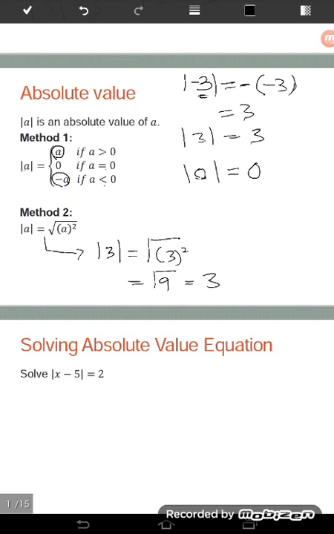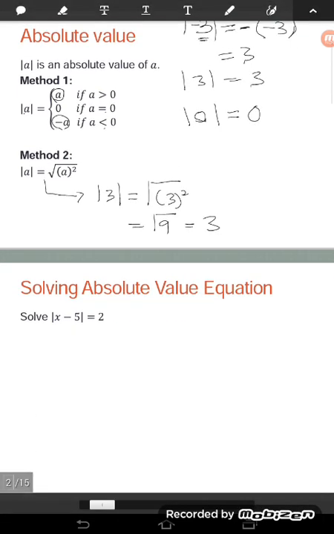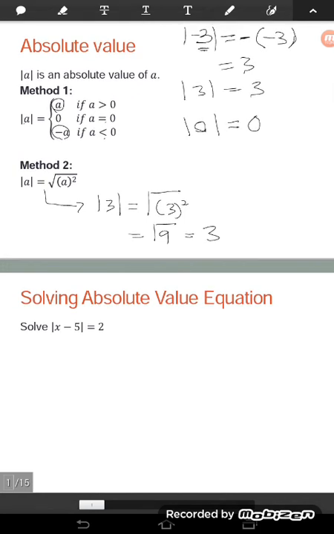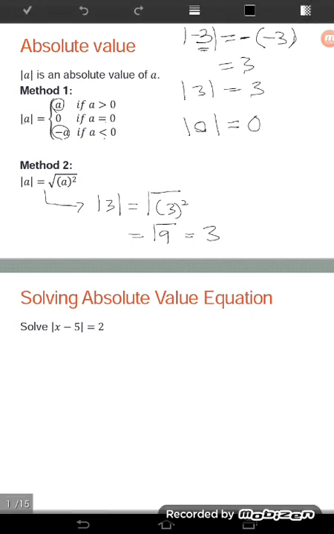Okay, so macam mana kita nak gunakan metod-metod ni untuk selesaikan masalah absolute value. Okay, so for example, solve modulus x minus 5 equal to 2. Okay, so sebelum ni, before this, tengok yang tadi tu. So modulus 3 equal to 3. And modulus negative 3 is equal to 3. Okay, so kita tengok kita ada dua nombor 3 dan negatif 3 yang akan berkongsi satu jawapan yang sama.